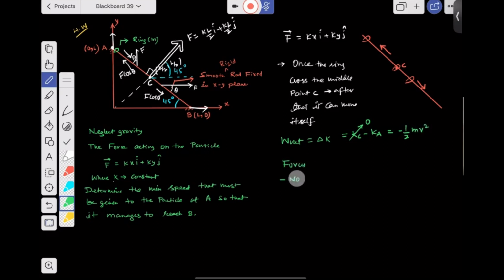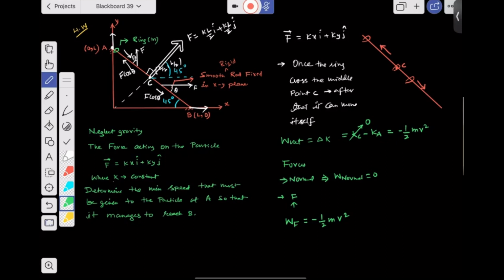Now to determine work done, we need to see what all forces are acting on it. One will be the normal contact force, and the work done by it will be zero. Only next force is this force F. So just this force F will be doing work. So what we have is work done by this force F is going to be equal to minus half mv square.